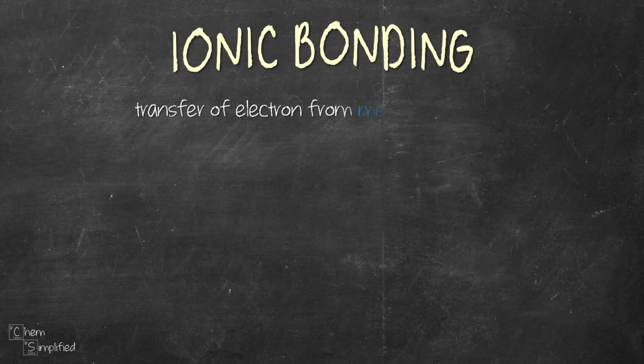Ionic bonding is formed when metal transfers electron to non-metal. By transferring the electrons, metal and non-metal will achieve the same electron configuration as noble gases, which are very stable.